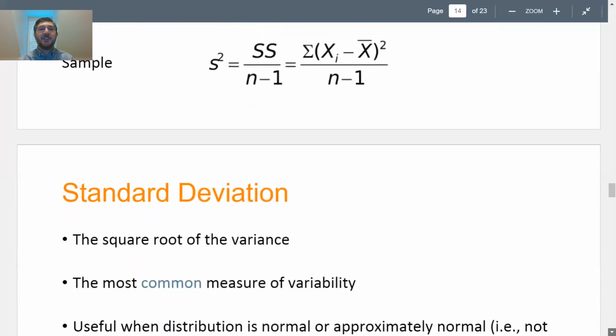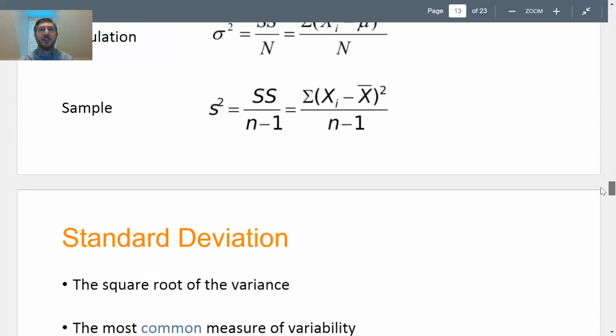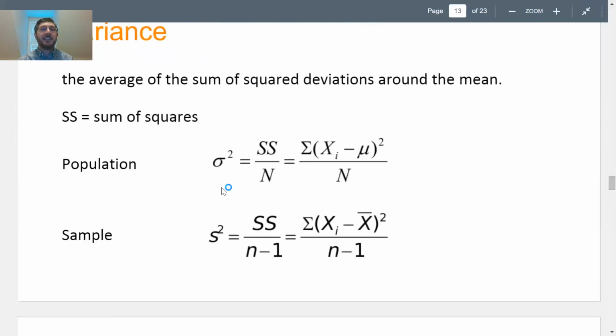The standard deviation is the most common measure of variability. It's really used when the distribution is normal or approximately normal, when the distribution really isn't skewed. Typically, if you're reporting a mean as the measure of central tendency, you report the standard deviation as a measure of variability. We use the lowercase Greek letter sigma to represent the population standard deviation, and the lowercase s to represent the sample standard deviation. Notice the variance is sigma squared.